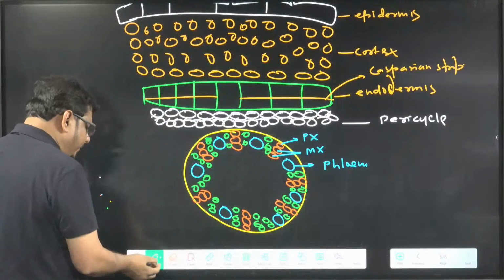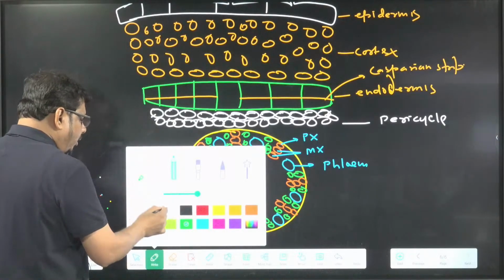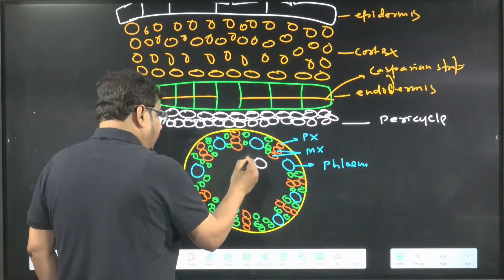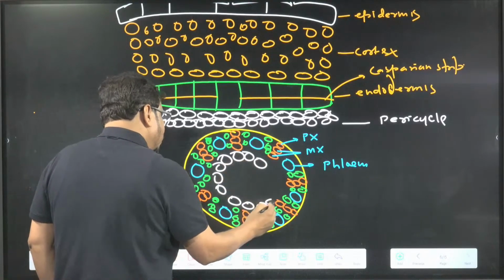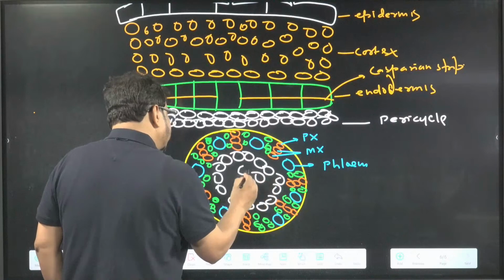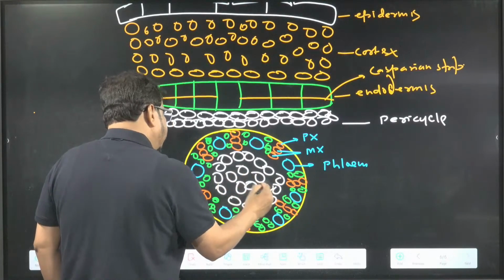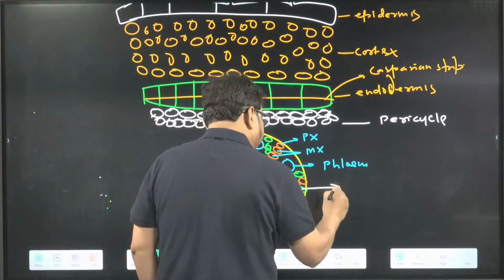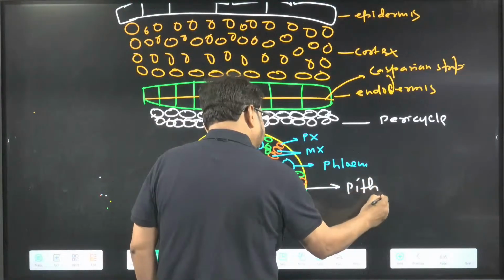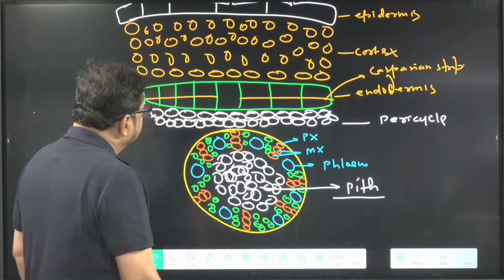Are you finding any differences? See, the central large area, this big area, is what basically? Pith. So is the pith small or large? Large. It is well developed, the pith is there. Understanding the idea or not?